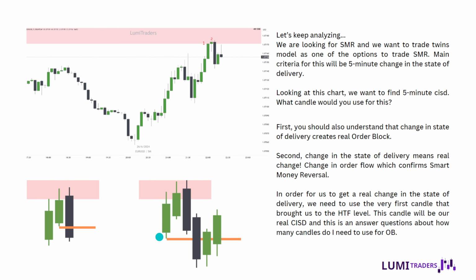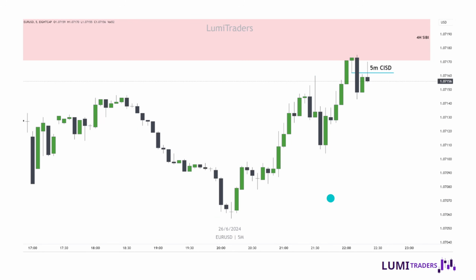But let's take a look at another example right here. What can we see here? The very first candle that reached the higher time frame level was this candle, not this, not this. This means I would like to use 2 up close candles as my real order block. And this means that for this 5-minute change in the state of delivery, I would like to use the second candle, since the very first candle that reached the higher time frame level was this second up close candle, not this one, right? I hope it makes sense.